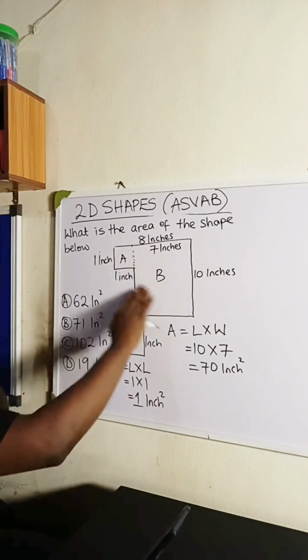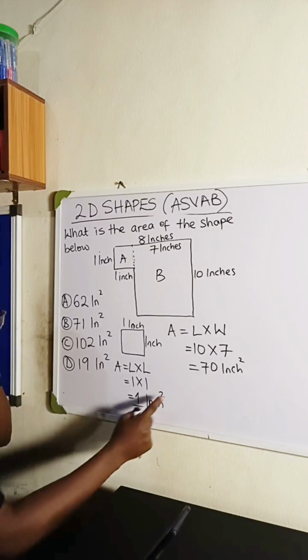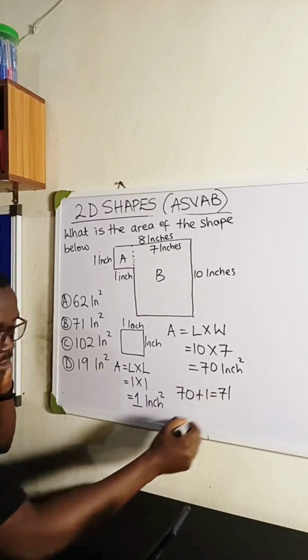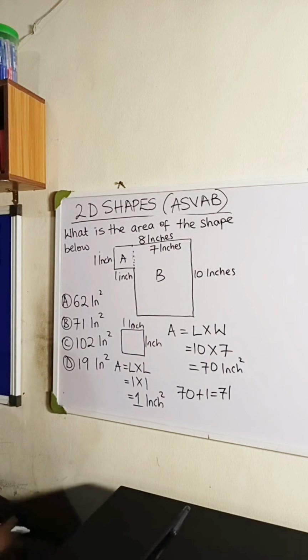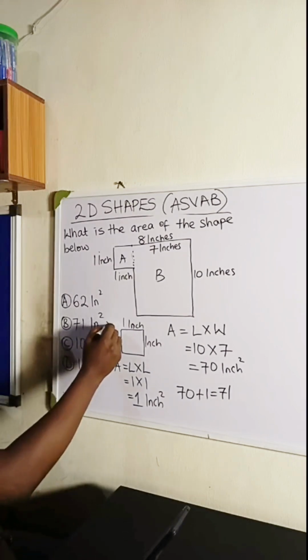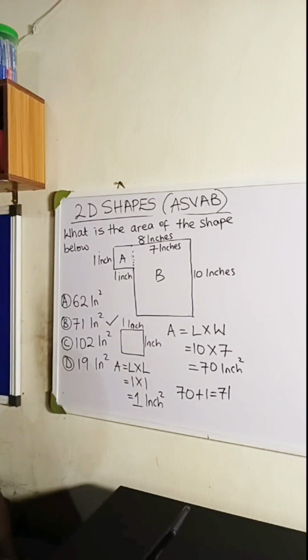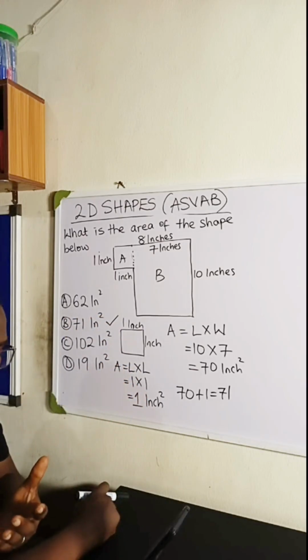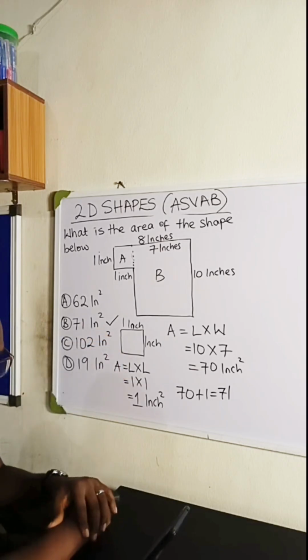To get the total area, we're going to add these two together, 70 plus 1. So 70 plus 1 is going to give us 71. This means our answer is option B, 71. 71 is the correct answer. So that's the first method of solving it. We can look at the second method, but I think this method is okay.